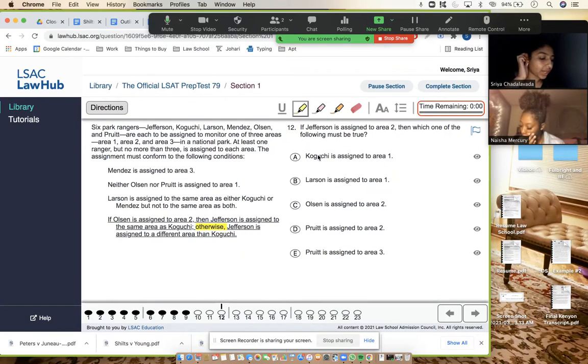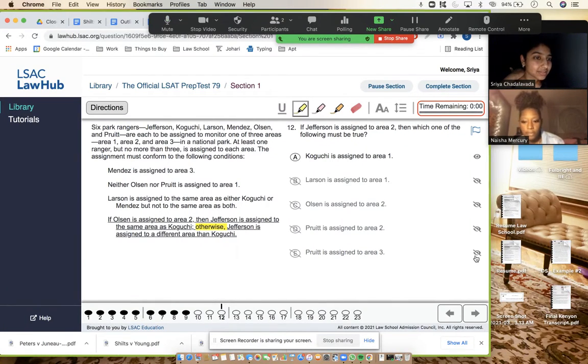Does it have to be true that K is in 1? Potentially, L is in 1. That doesn't have to be true, right? O is in area 2. That doesn't have to be true because we just talked about how we could. Yeah, it's not even in our diagram. That definitely must be false. P is assigned to area 2. We talked about how you could put P in 3 if L is in 1, right? That does not have to be true. Does P have to be in 3? No, it could be in 2.